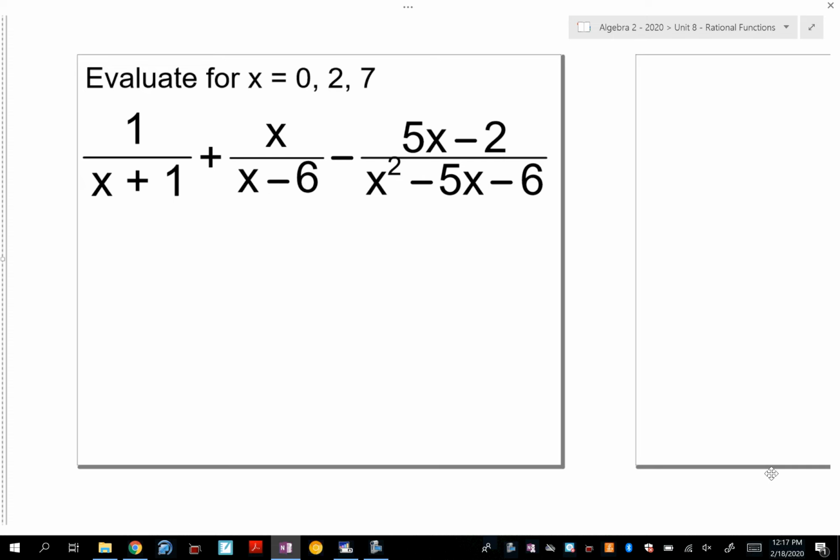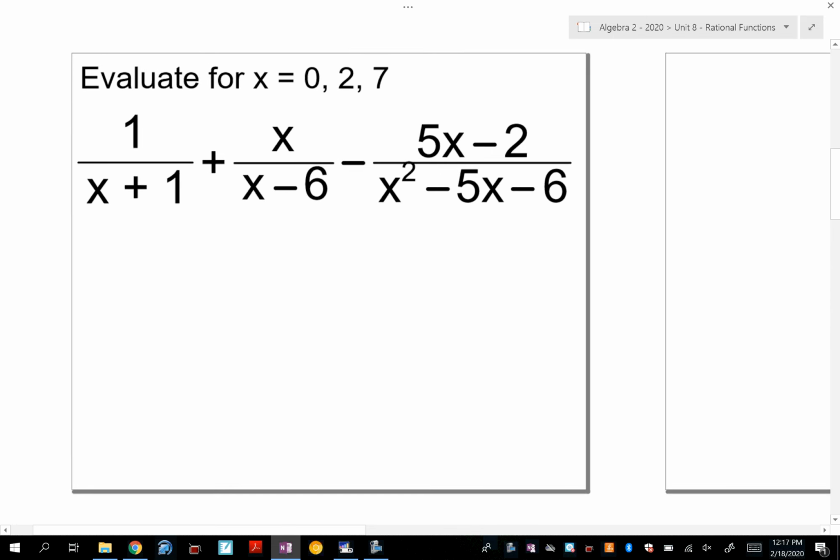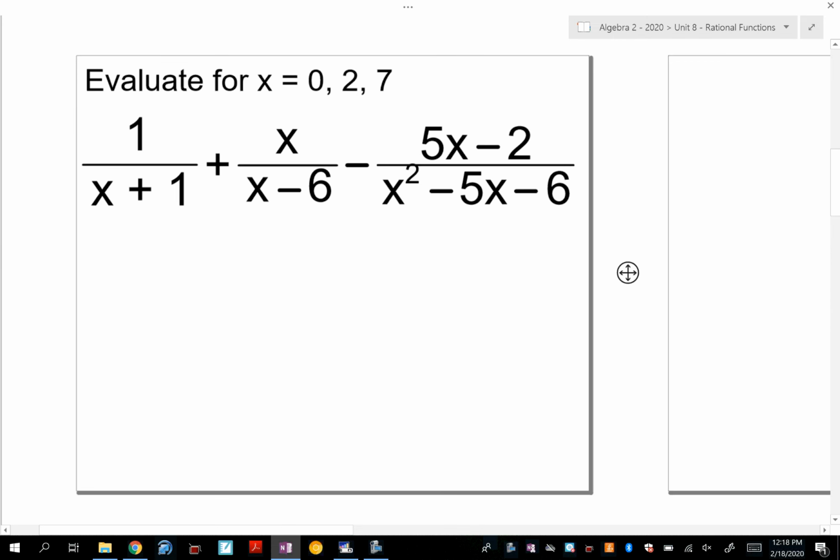Okay? So the first thing I noticed about this expression is that this denominator, the far right one, is a quadratic trinomial. So let's try to factor it. What are two numbers that multiply to give you -6 and add to give you -5?